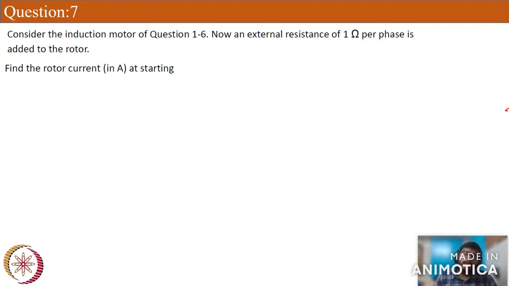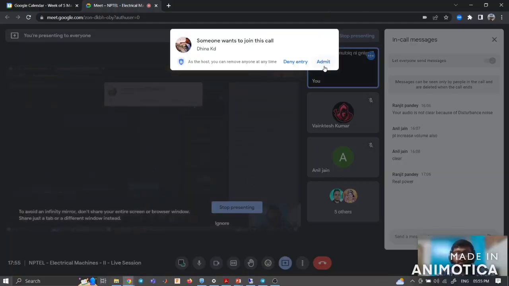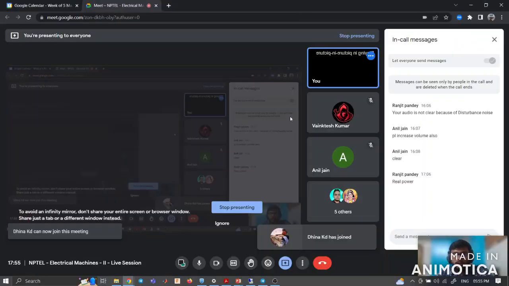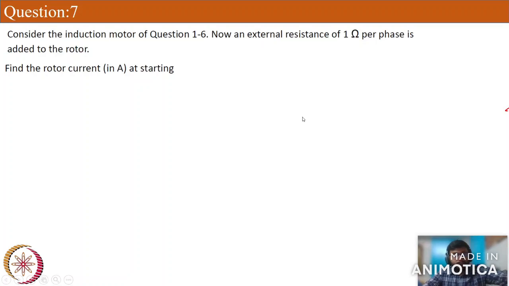Now what they are saying is, let's say I have added some external resistance to the rotor circuit, so that my effective resistance is now 0.25 plus 1 ohm. So now my rotor resistance is 1.25. So now with this additional resistance, we will see what my rotor current will be at the starting again.